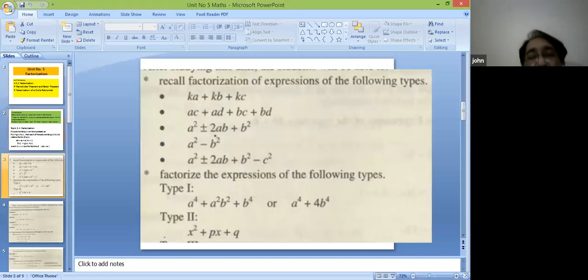Again, the board is in front of you. Now, let's again. The board is in front of you. Recall factorization of expression of the following type.